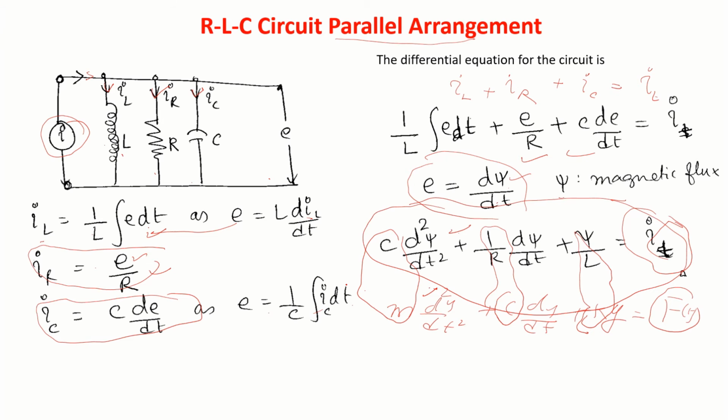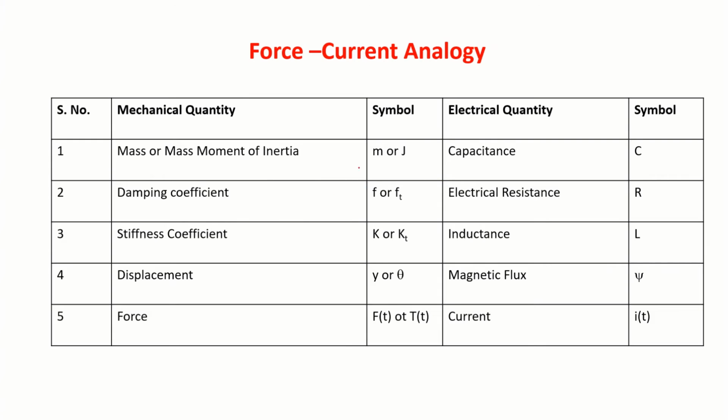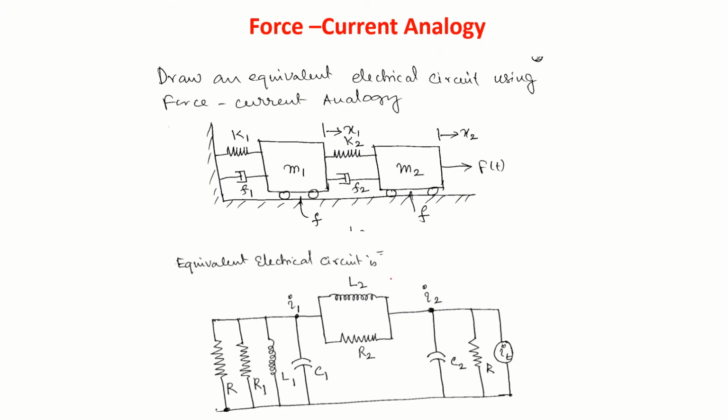That's what I have done. I have written down the differential equation for the electrical circuit, written down the one for the mechanical circuit, compared them, and listed out the analogous quantities. You can see mechanical and electrical here. Now, once a mechanical circuit is given, you have to convert it into an electrical circuit using force current analogy. So let us look at this one.